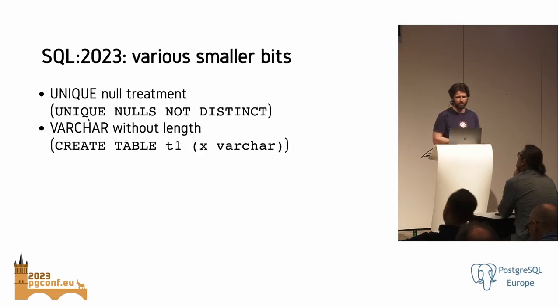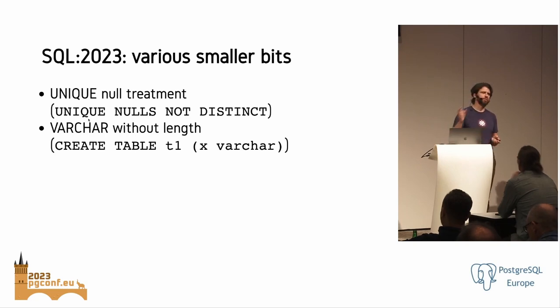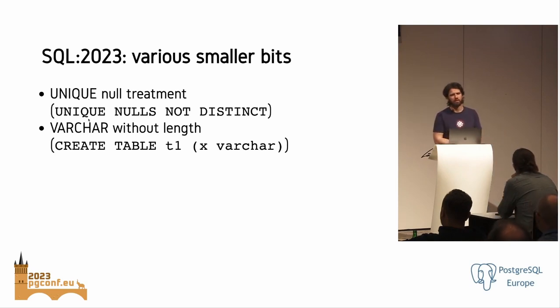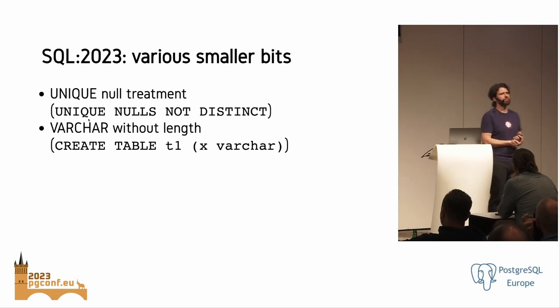Okay, here are a couple of smaller bits, just to illustrate the kind of stuff that was going on. This unique null treatment clause, that's actually in Postgres 15. This had an interesting history. So you know unique constraints and you know nulls, right? But there's always been a bit of confusion about how those two should work together. If you have a unique constraint and a column is null, should that affect uniqueness or not?